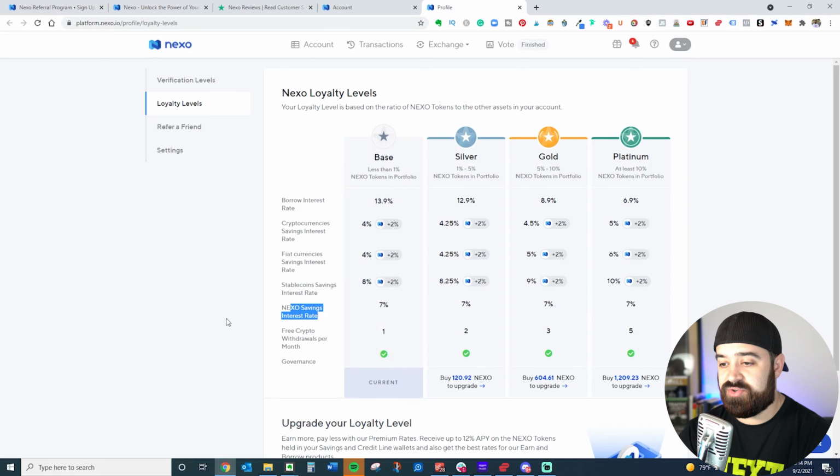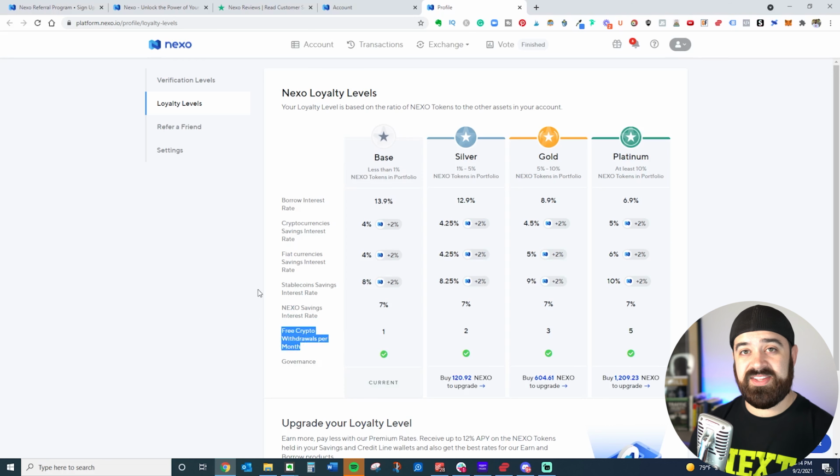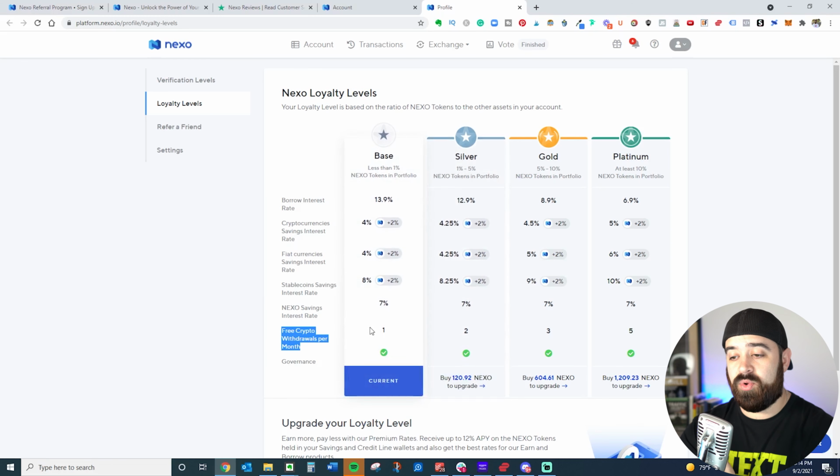And you see the savings interest rate here as well, free crypto withdrawals per month. This is also another really cool thing Nexo does. A lot of platforms, depending on when you're watching this, gas prices, transfer prices can be really, really high. At times, I've seen them really high. At times, I've seen them actually pretty cheap. So Nexo will let you withdraw a free one every single month, which is incredible. It's the second day of the month, and I've already used mine for the month.